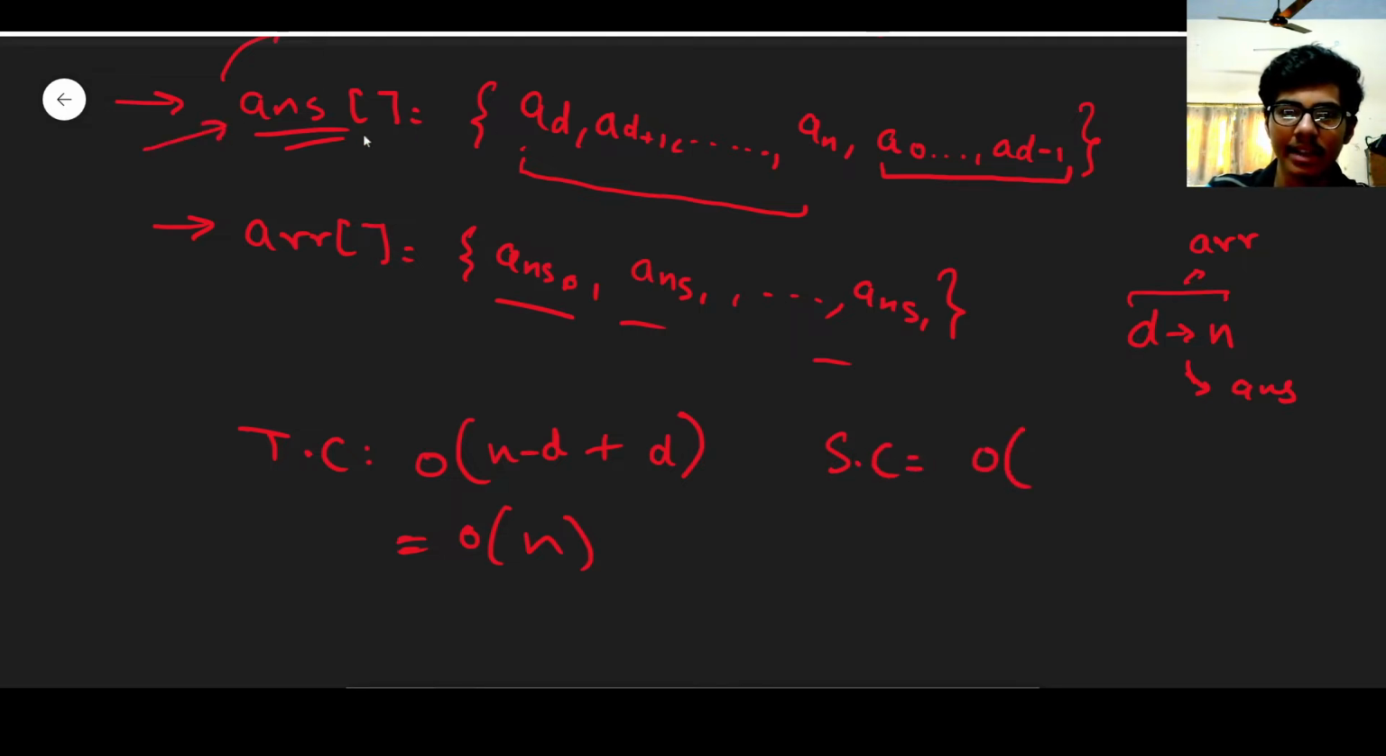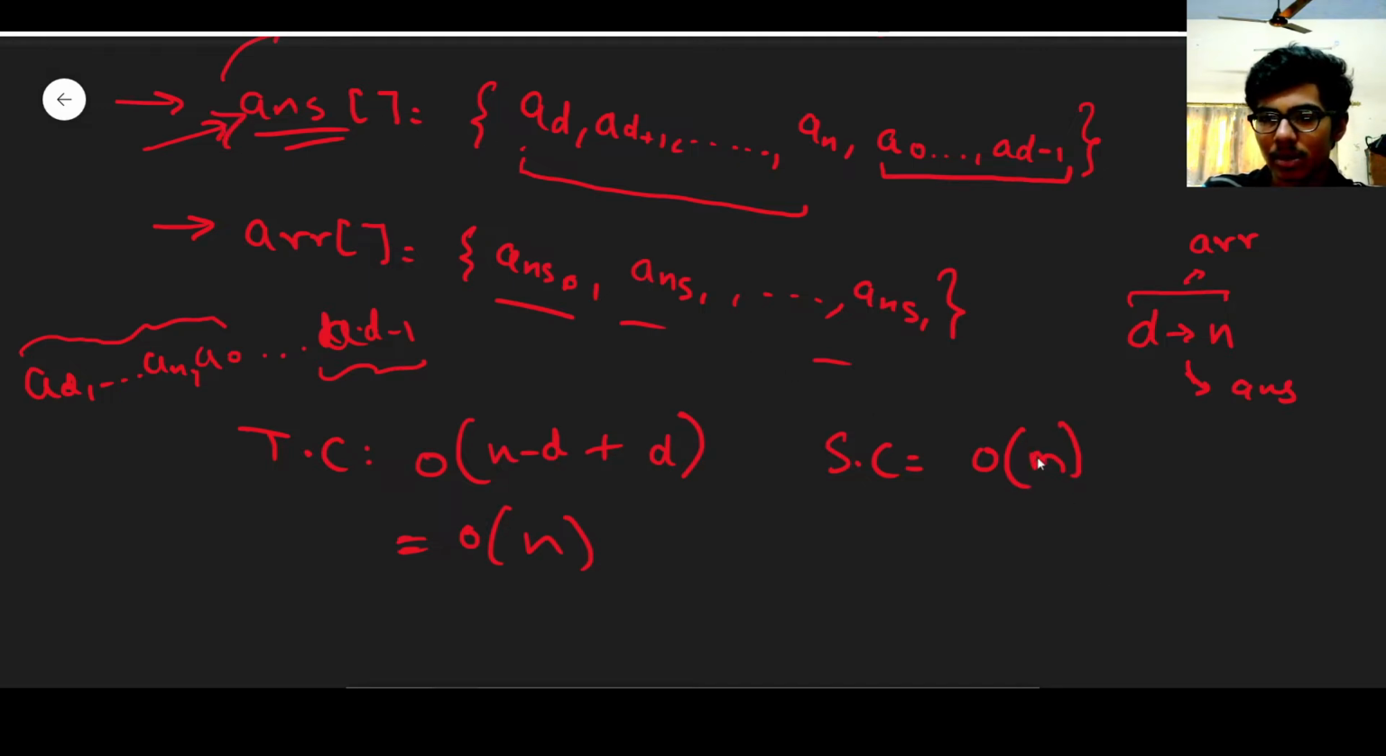since I am taking this answer array, and the answer array is only having elements ad to an, now a0 to ad minus 1. These are all the elements of array A, right? These are all the elements of arr. So the space complexity should be O(n) also, because I am taking this new array. So the time complexity is O(n), the space complexity is O(n).